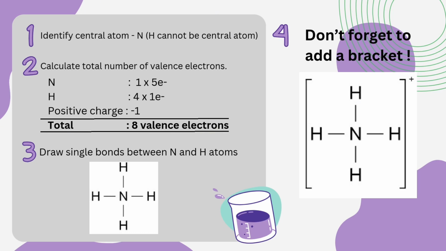And don't forget, for polyatomic ions, subtract 1 electron for each positive charge because we release 1 electron to form the positive charge. So the total number of valence electrons is 5 plus 4 minus 1 equals 8.